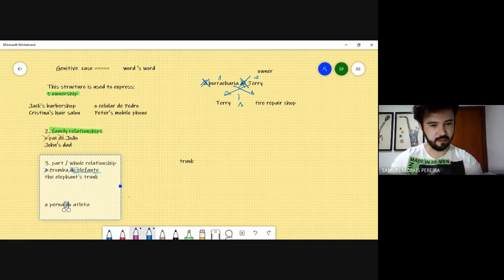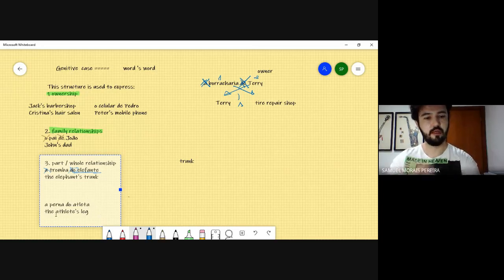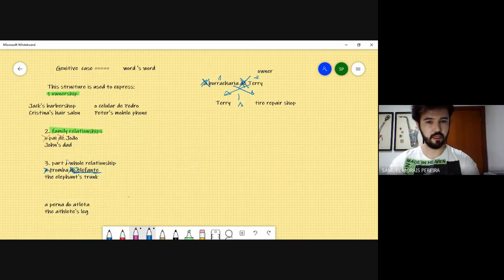E aqui embaixo, olha, a perna do atleta, de novo, eu corto o A e corto o D. O O tá sobrando, ele vem junto. So you say, the athlete's leg. A perna do atleta foi quebrada no jogo. The athlete's leg was broken, okay, or got broken. So, this was just review, okay? Agora eu vou entrar no que eu queria falar. Pay attention.